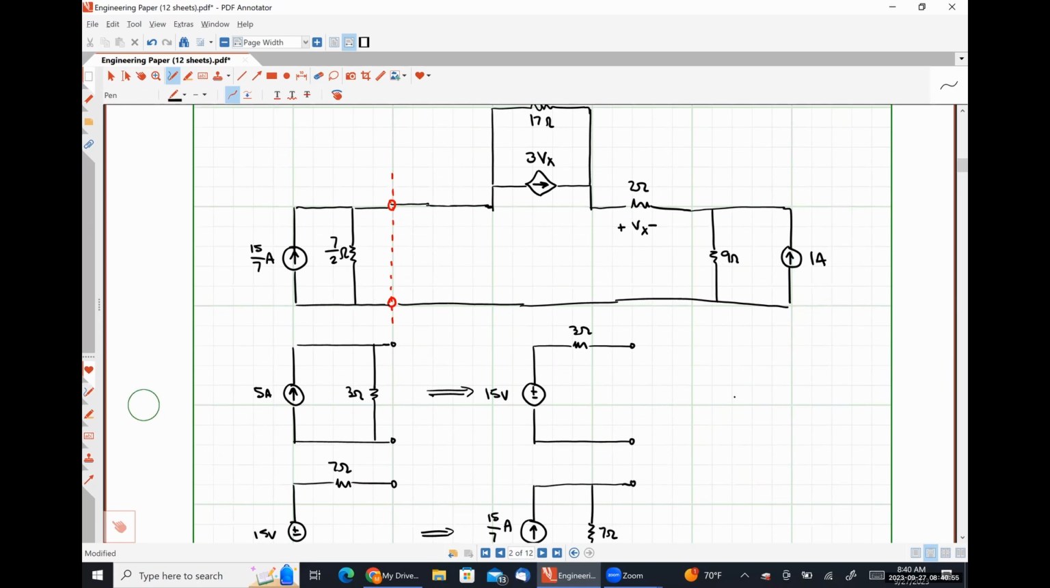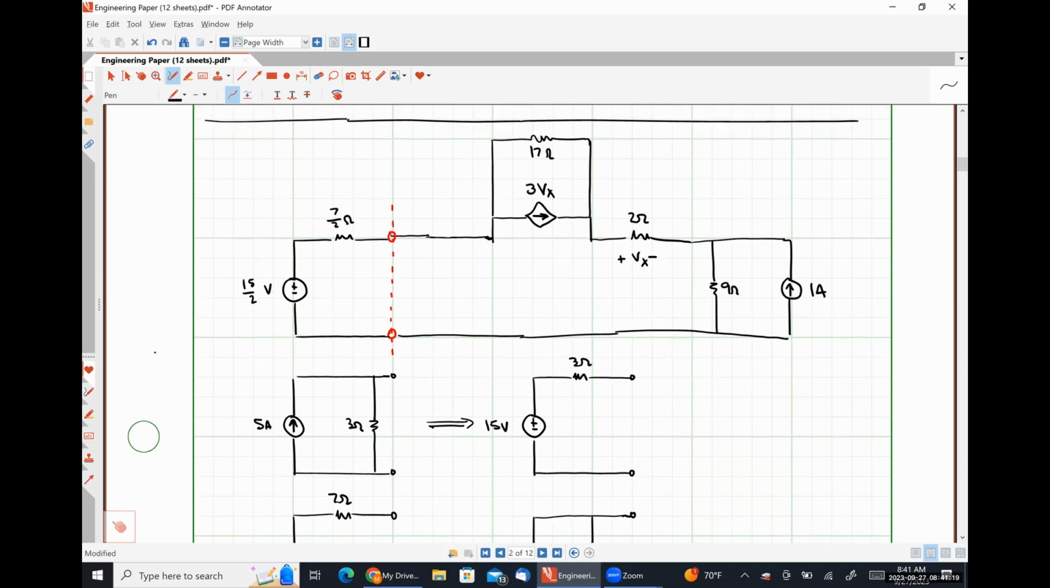So I'm going to come up here and replace things. So this is 7 halves of an ohm. This is 15 halves of a volt. Okay. So I don't know that I can make the left-hand side of the circuit any more easy.